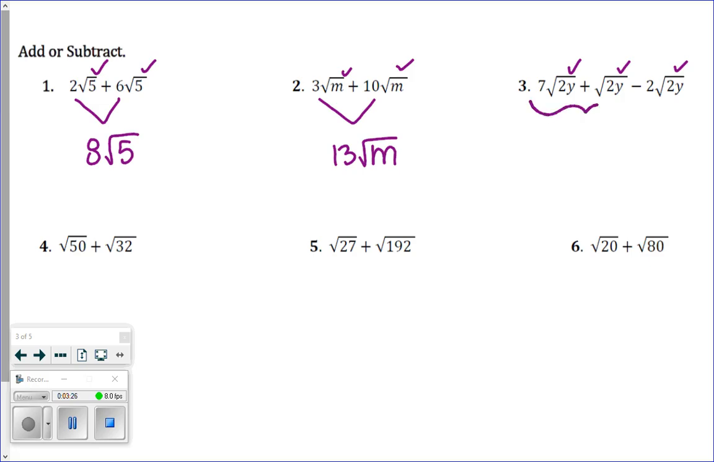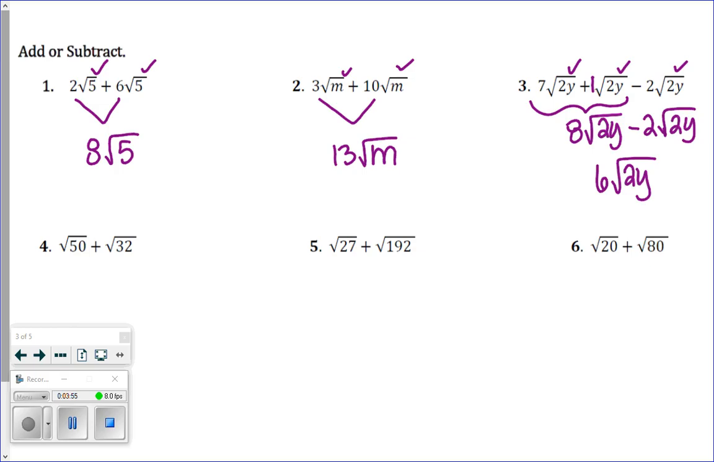I'll start from the left and go right. So 7 square root of 2y plus another square root of 2y. You can think of this as having a coefficient of 1 in front if you don't see it. Those combine together to 8 square root of 2y. And then if I combine that with the third one, which is also a like radical, I really end up with 6 square root of 2y. And that is all simplified. Since they were all like radicals, I could add them all together.